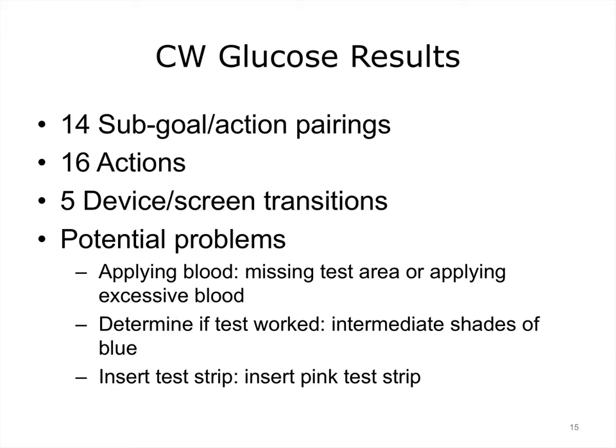Altogether, this is the most basic of tasks. It necessitated 14 sub-goals, 16 actions, and 5 device screen transitions. We also identified a handful of problems that may make taking the test or interpreting the results difficult for some users. It should be noted that this is an older glucose meter, and more modern ones may require fewer steps. However, when you unpack a task into goals and actions, it becomes transparent that something that seems simple is actually more complex and may present challenges for some users. The focus of this work was on low literacy older adults.